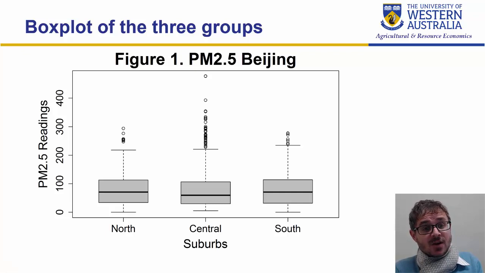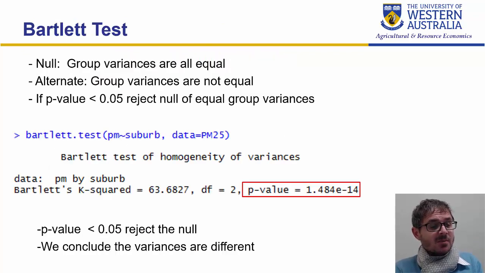So let's go on to our first step. Our first step is going to be to establish the Bartlett test. My null: all the group variances are equal. My alternate: the group variances are not all equal. P-value decision rule. How do we do this? bartlett.test, PM, where PM is our PM 2.5 measurements, tilde, the factor variable suburb. Bartlett test of homogeneity of variances. What is the p-value? It's less than 0.05. So I reject the null that the variances are all the same.